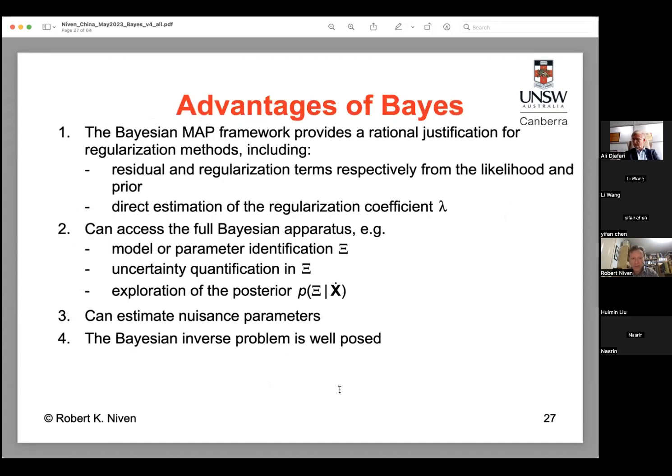Okay, so that's the theory. That's the apparatus. So what are the advantages before we go and consider some examples? So first of all, we've seen the Bayesian MAP framework gives a rational justification for regularization methods. So the residual comes through as the likelihood, and the regularization term comes through as the prior. And for that isotropic situation that I discussed, we also get directly the regularization coefficient. If we want to, we can access the full Bayesian apparatus. And so we've got our coefficients. We can also undertake uncertainty quantification in our coefficients. And if we wanted to, we can take it further than I'm going to today and explore the shape of that posterior. Thirdly, we can estimate nuisance parameters. And fourthly, it has been shown that this inverse problem is well posed, and so it will give a valid solution.